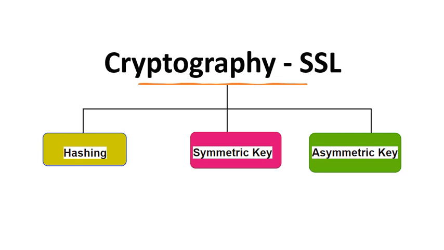So in today's video we are going to discuss cryptography. Basically, cryptography is a technique which is used to secure or encrypt your information with the help of three techniques. One is called hashing, another is symmetric key, and the third one is asymmetric key. So let's understand in more detail.